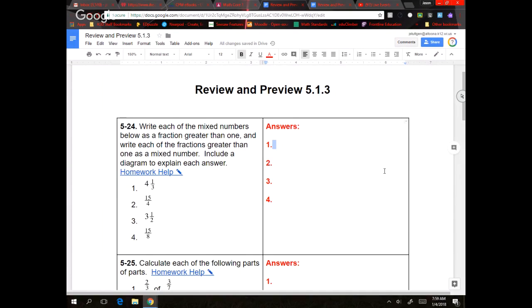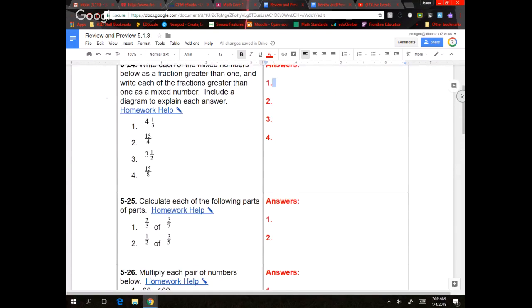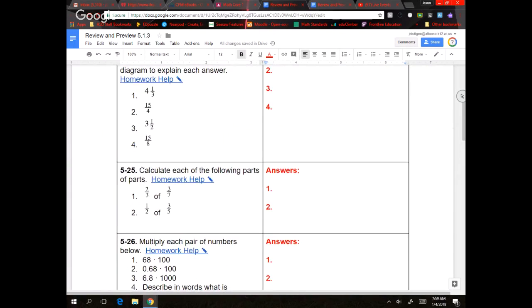Answers and how to solve preview 5.1.3. Starting with the first one, 5-24. You've had these same types of problems. Now this is the third day in a row of taking mixed numbers and writing them as improper and going from improper to mixed. So I'm only going to go over 1 and 2. And if you still need to see more examples, go back to yesterday's where I solved 4 more of them.